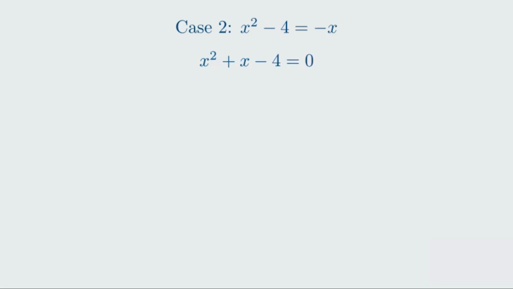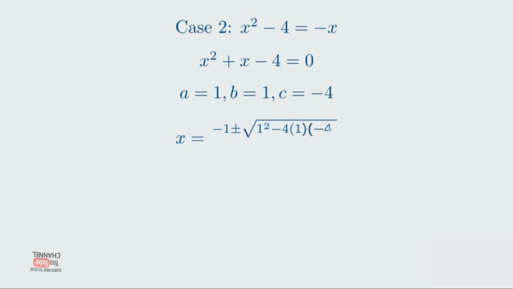This quadratic equation is very similar to the one in case 1, but this time our b value is positive. Here, a is 1, b is 1, and c is negative 4. We can use the quadratic formula again. Substituting these values, we get x equals negative 1 plus or minus the square root of 1 squared minus 4 times 1 times negative 4, all over 2 times 1.